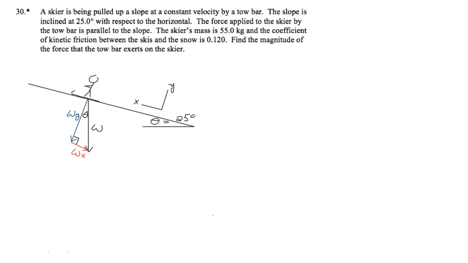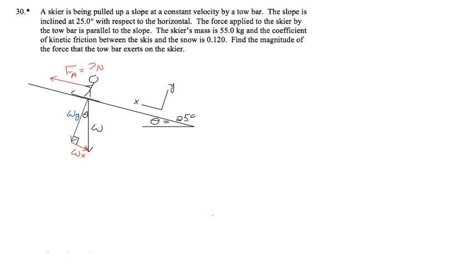Now, like I said, there's an applied force pulling me up the hill. So I'm going to have an arrow in this direction, and I'm going to make it about this length. And I'll explain that in a second. So the applied force is going to be that. And actually in this problem, if you read it, that's the unknown. It says find the magnitude of the force that the tow bar exerts on the skier. So that is going to be my unknown.